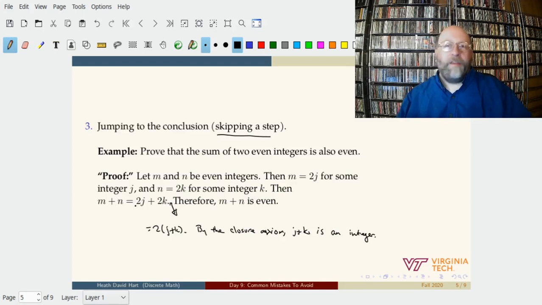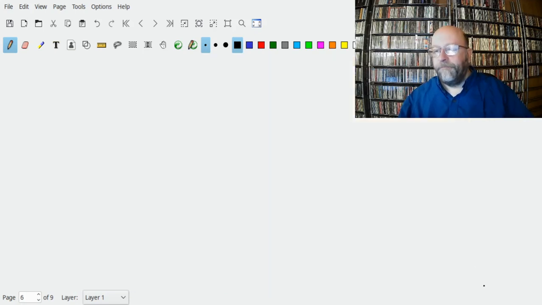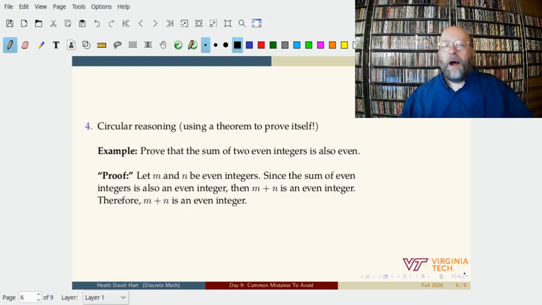It's obvious. I know you know what you're doing at this point. Once you can show this is 2j plus 2k, you can see this has a 2 in it, this has a 2 in it, it's even, but there's a step missing from the proof. It's not a full proof without that step. So don't skip over little details trying to get to the conclusion.